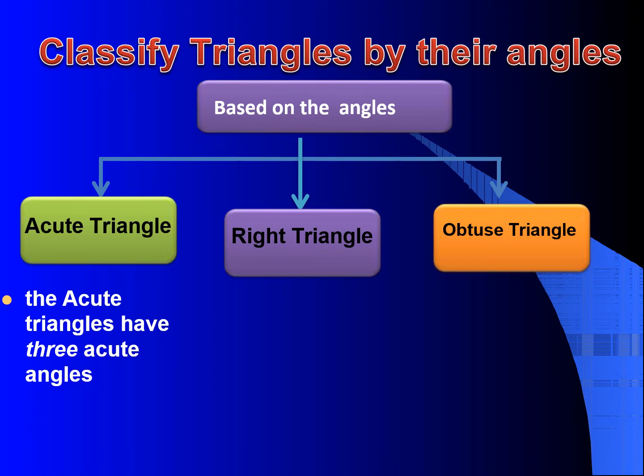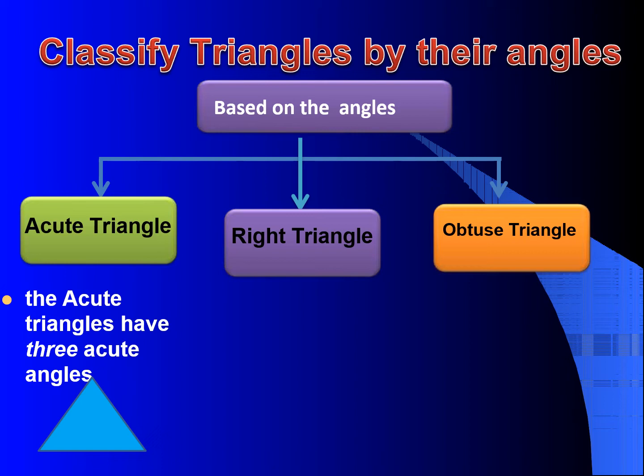So when can you name a triangle an acute triangle? If all of the angles of that triangle are acute, that triangle is going to be named an acute triangle, like the one shown here. Look at all of those angles: of course, they are acute angles, so that triangle is going to be named an acute triangle.